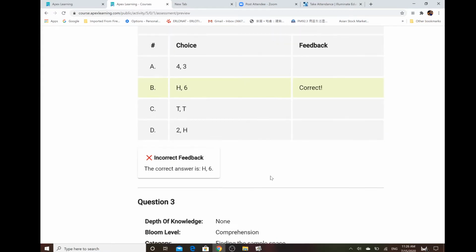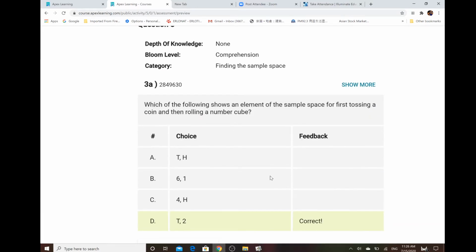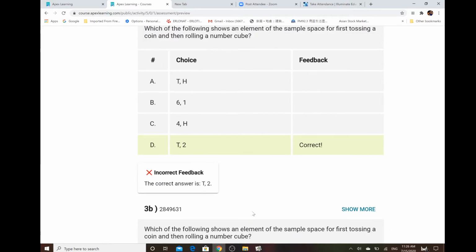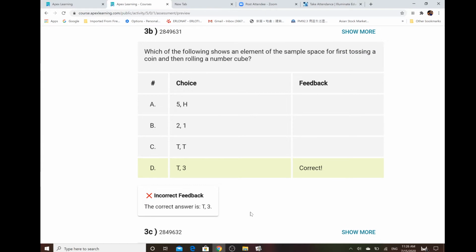And then 2C is quite similar, so let's move on to the next one. Which of the following shows the elements of a sample space for first tossing a coin and then rolling a number cube? The head or the tail comes out first, and then the number. So the answer is D. It's all quite similar.